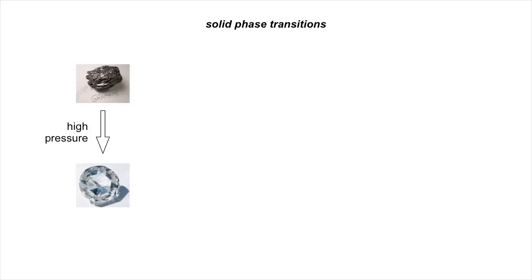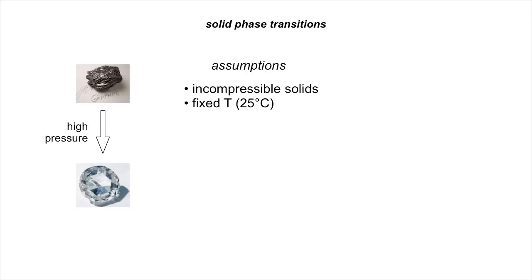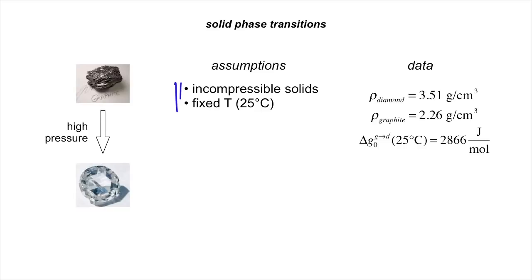To answer this, let's try to model the equilibrium between graphite and diamond at room temperature. Besides assuming constant temperature, let's also assume that both solid phases are incompressible, even at fairly high pressures. Here's some data. At 25 degrees C, the density of diamond is 3.51 grams per centimeter cubed, which is much higher than the density of graphite, which is only 2.26 grams per centimeter cubed. Let's say that we also know the standard Gibbs free energy of the phase transition from graphite to diamond, which at 25 degrees C is 2,866 joules per mole. I'll get back to exactly what this number means in a moment.